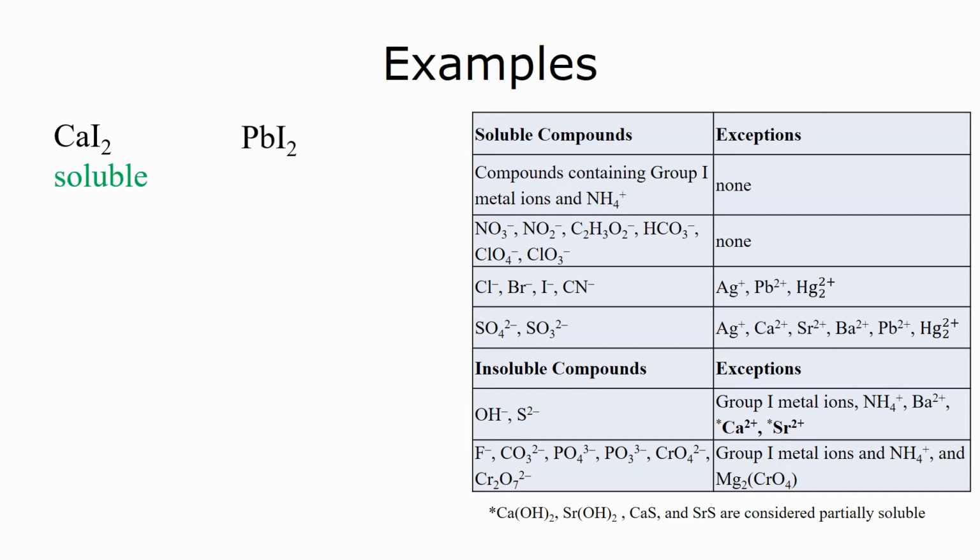Lead iodide, on the other hand, is insoluble. Again, iodides are generally soluble, but lead 2 iodide, along with silver and mercury 1 iodide, are exceptions. So this is insoluble.